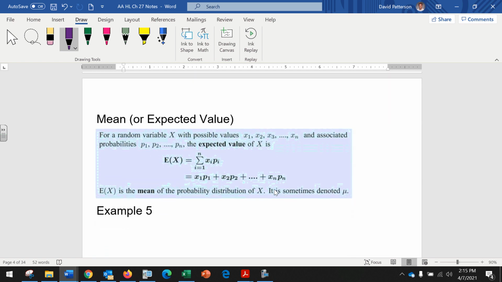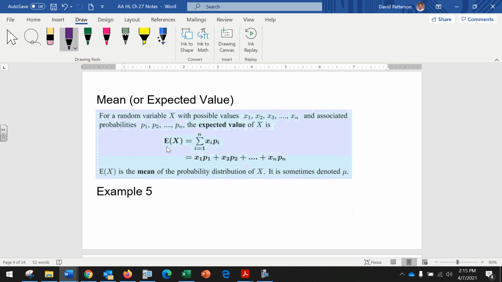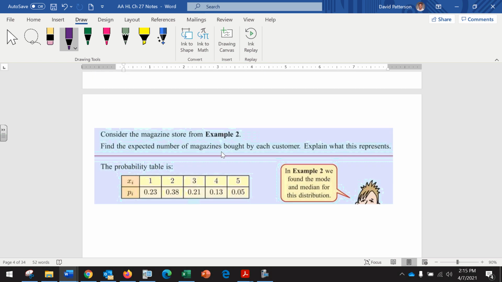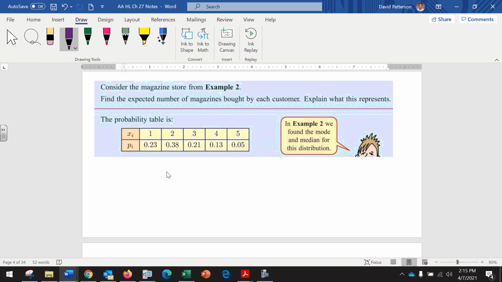Now, another way to look at expected value, or E of x, is just to say, okay, that's just the sum of all the x times p's, the sum of the x values times their probabilities. So if we take a look at this example, going back to example 2, if I wanted that expected value, E of x, I'm just going to do 1 times 0.23 plus 2 times 0.38 plus 3 times 0.21, etc. on out here. All right, and that's going to give me my expected value, whatever it ends up being. Okay.